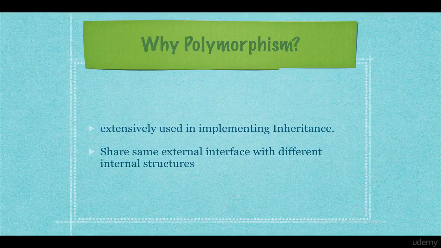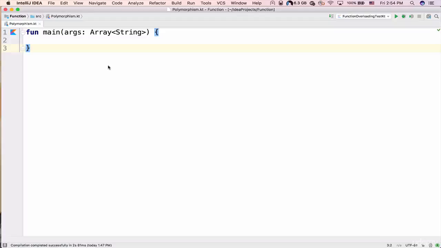The second benefit of using polymorphism is that it shares the same external interface with different internal structures. So let's go into our IntelliJ IDEA IDE and create some real world examples, and then it will completely make sense. Okay, so here is our main function.